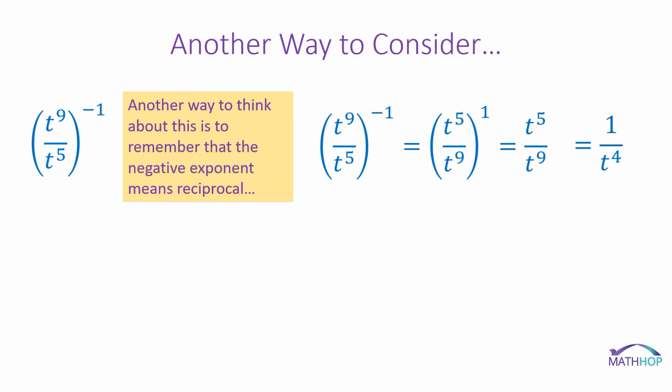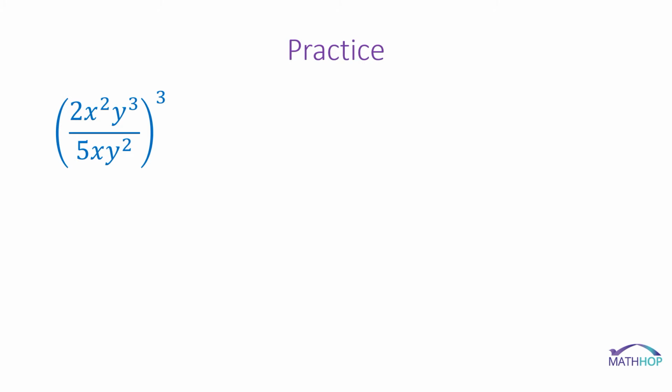Let's look at some practice problems. Okay, so we have a whole lot going on in this numerator. We have 3 factors. We have 2 times x squared times y cubed in the numerator. We have 5 times x times y squared in the denominator. We have this entire thing cubed, which means this power of 3 will go to the factor of 2, x squared, y cubed, 5, x, and y squared.